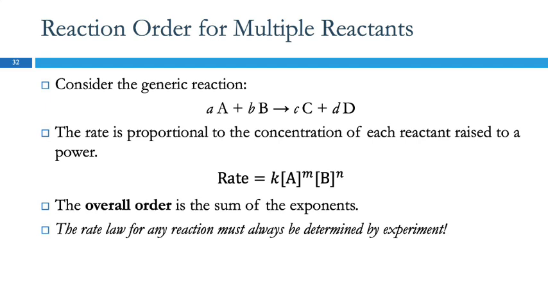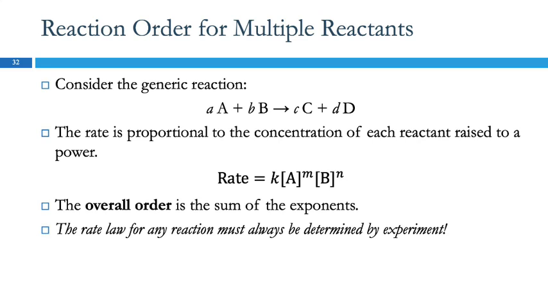So that's talking about one reactant. What if you have more than one reactant? Because a lot of reactions have more than one reactant. Okay, so again, we're going to look at a generic reaction, a A plus b B, etc. We've seen this guy before. So the rate will be proportional to the concentration of each reactant raised to a power. So the rate will equal a rate constant times the concentration of the first reactant raised to some power times the concentration of the second reactant raised to some power. And if you had more, it's just the concentration raised to a power.